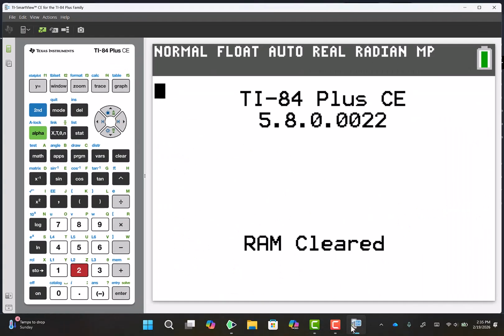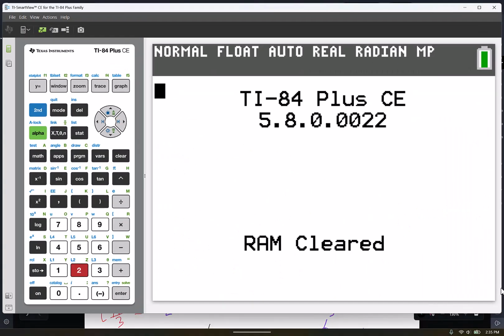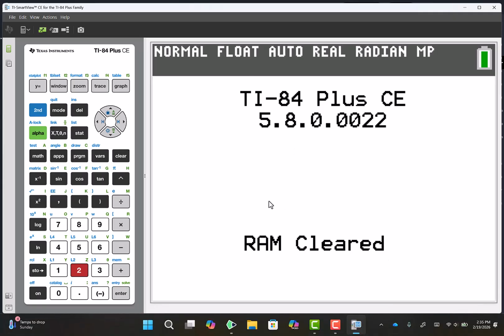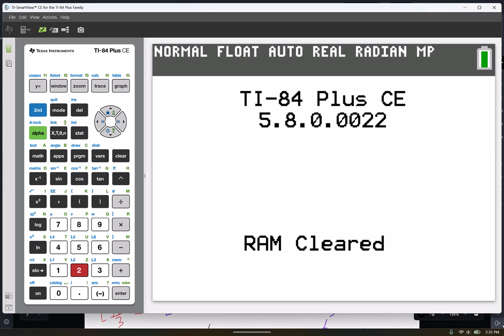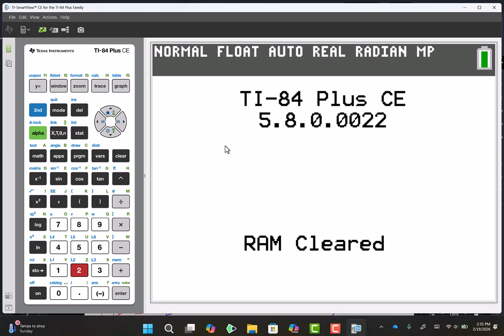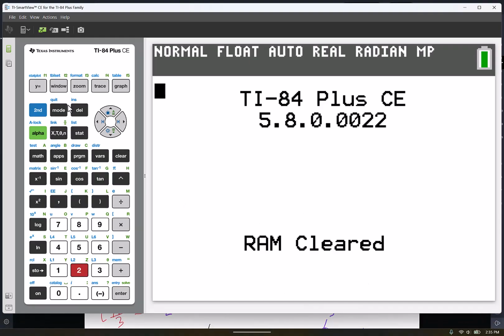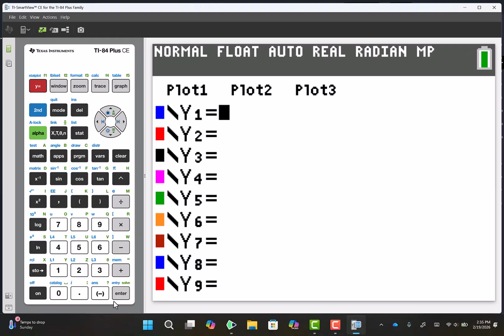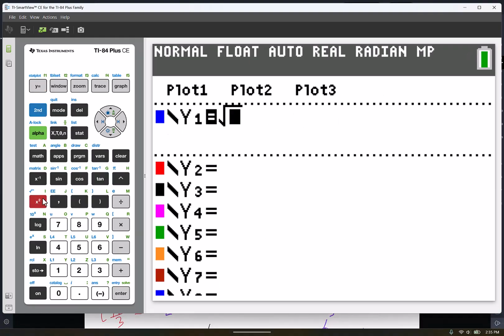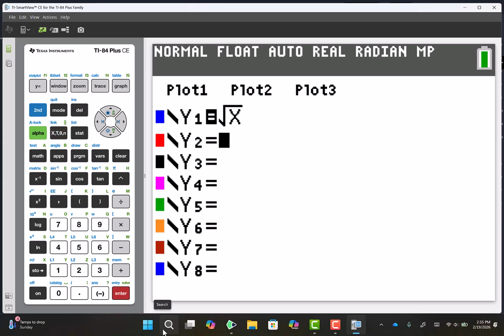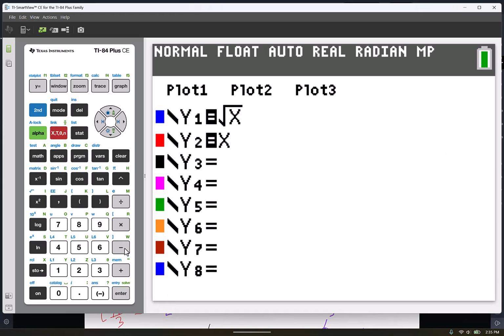So I'm going to take my calculator and go to Y equals, and then I'm going to type in square root of x. That's my y1. And on y2, I'm going to type in the linear line. What's my linear line? X minus 2. All right, there it is.